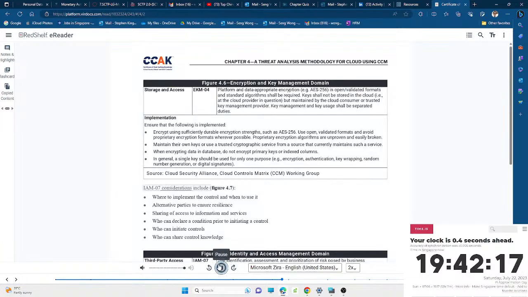IAM07 considerations include, Figure 4.7: where to implement the control and when to use it, alternative parties to ensure resilience, sharing of access to information and services, who can declare a condition prior to initiating a control, who can initiate controls, who can share control knowledge.